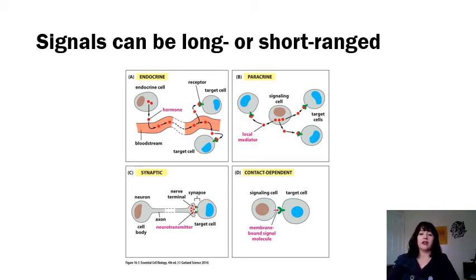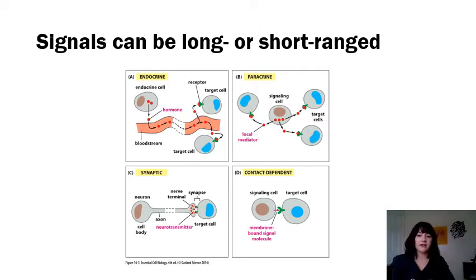Paracrine signaling is more short-ranged, so the signal is only going to reach cells that are nearby. Next, we have synaptic signaling. These signals can travel a long distance through the length of an individual cell, but the actual distance that the signal travels from one cell to the next is very short, right, to that synapse. And we talked about neurotransmitters being the molecules that mediate that interaction between two cells, two neurons.